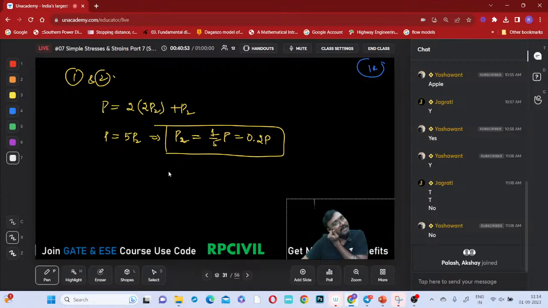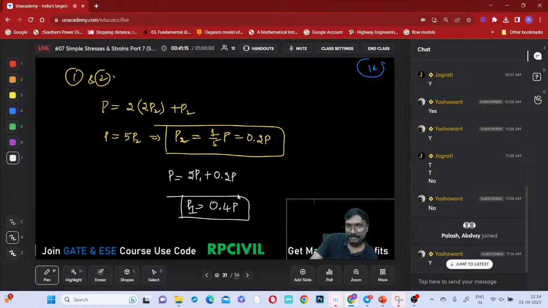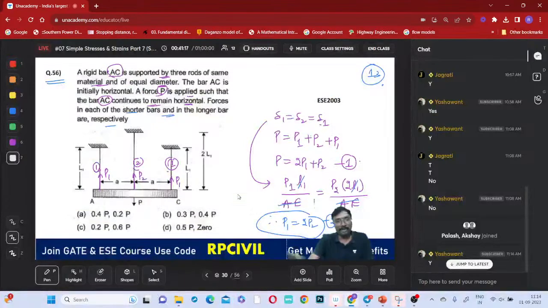Now P equals 2 times P1 plus P2, with P2 being 0.2P. So P1 is 0.8P divided by 2, which is 0.4P. P1 is 0.4P and P2 is 0.2P. Which one is the correct answer? Option A will be the correct answer.